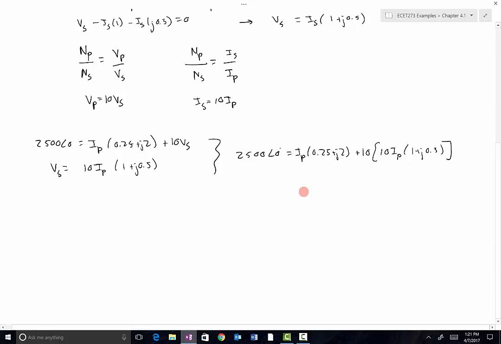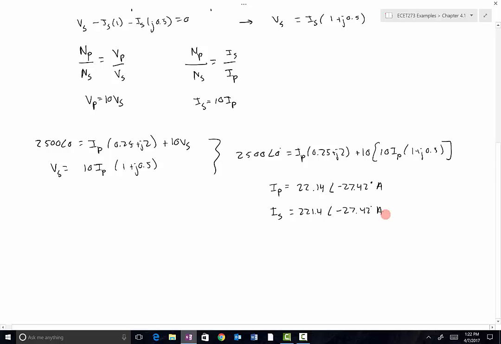If I solve this, I find that the primary current is equal to 22.14 at an angle of negative 27.42 degrees amps. And so now I can just start plugging that back into all of these equations. If I do that, I find that the secondary current is just 10 times that. It's 221.4 at an angle of negative 27.42 degrees amps.